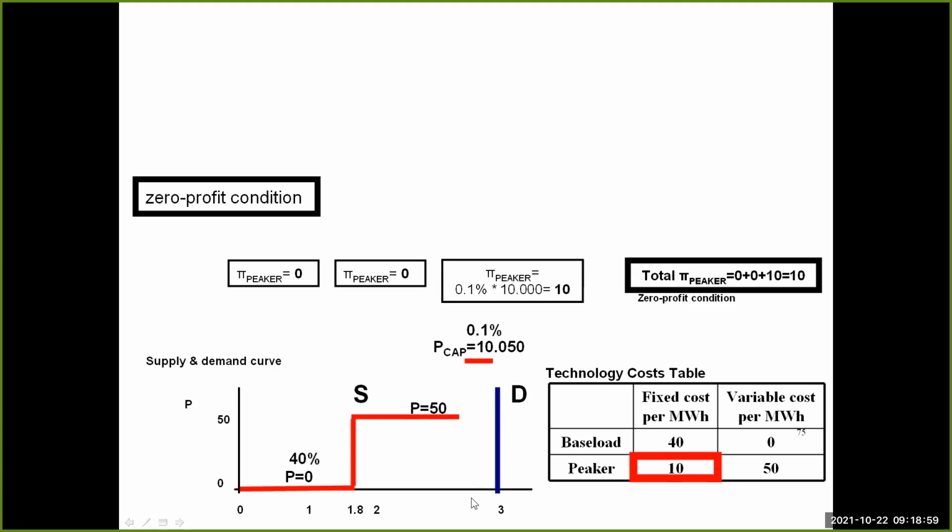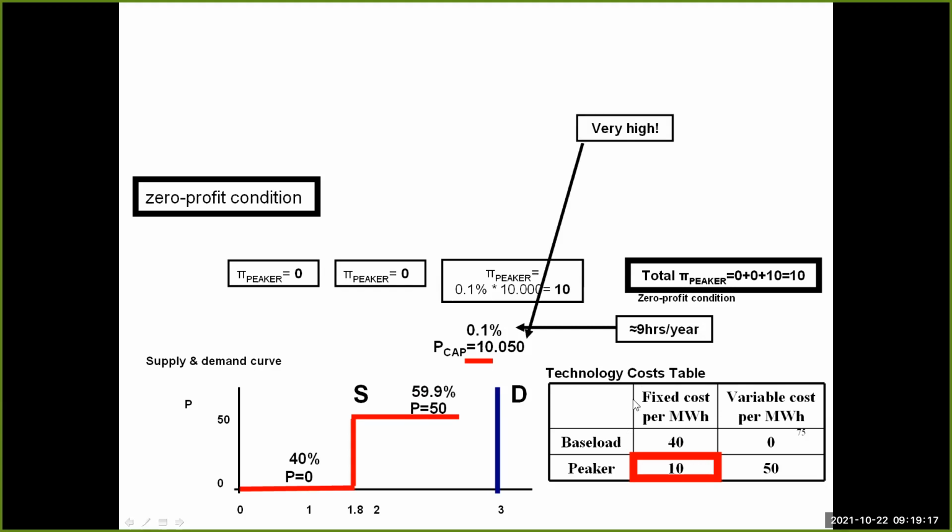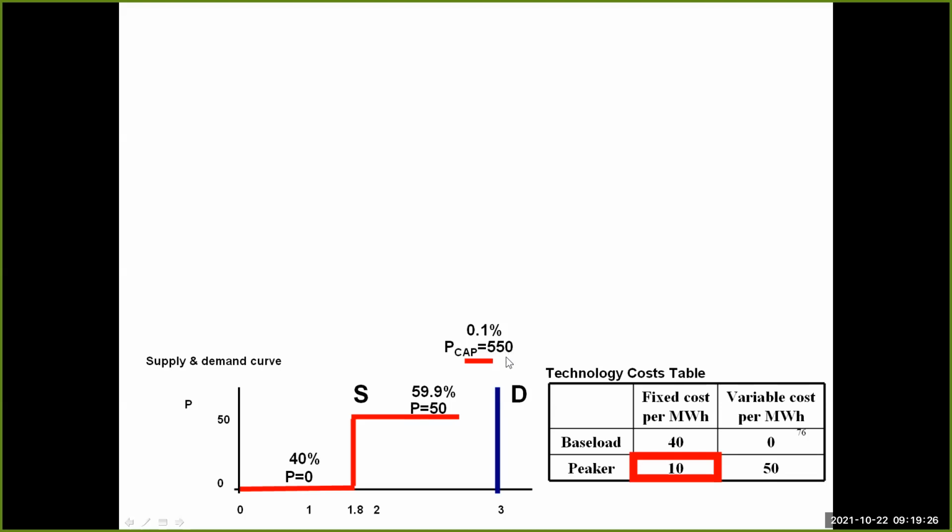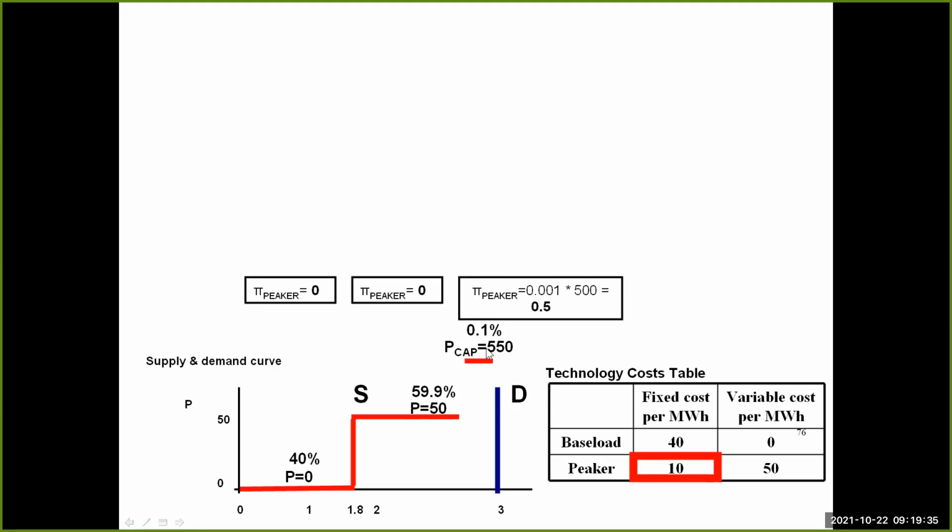So we can calculate that the amount of peakers we have goes to 2.95. This is 2.95, which is about 9 hours in a year. Now sometimes regulators say this is very high, so they put a much lower cap, because they don't want to have these very high price spikes. They want to have a price of just 550, say. But we see that this gap is not going to work. They will earn only 0.5, which is much lower than the 10.